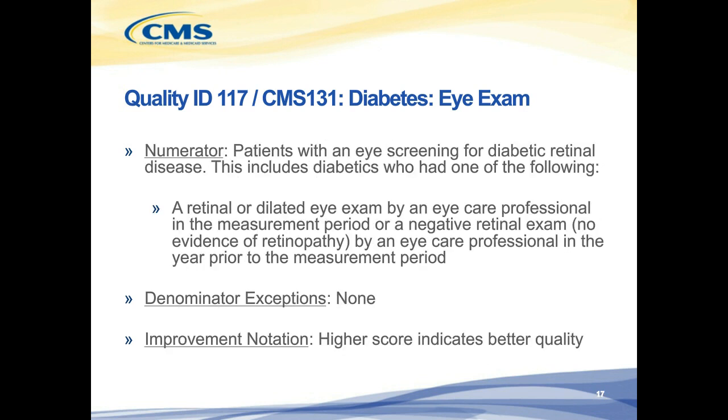For our numerator, we are looking for patients who received an eye screening for diabetic retinal disease. We look specifically for exams performed by an eye care professional during the measurement year that indicate the retina was examined, or we look for those same types of exams during the previous year where there was a negative finding or no evidence of retinopathy. There are no denominator exceptions, and this is a measure where higher is better. The higher the score, the better the performance, because here we're looking for good quality care, as opposed to what we were talking about in the previous measure.